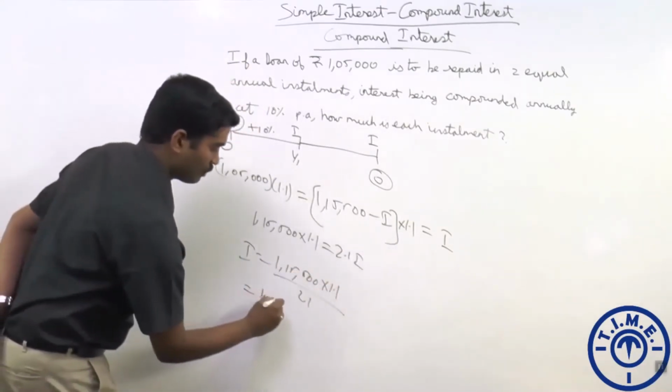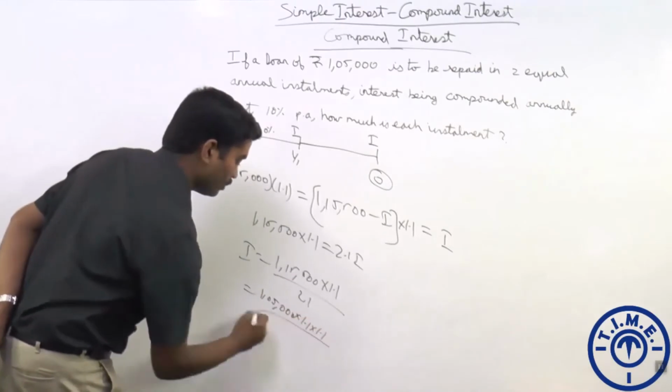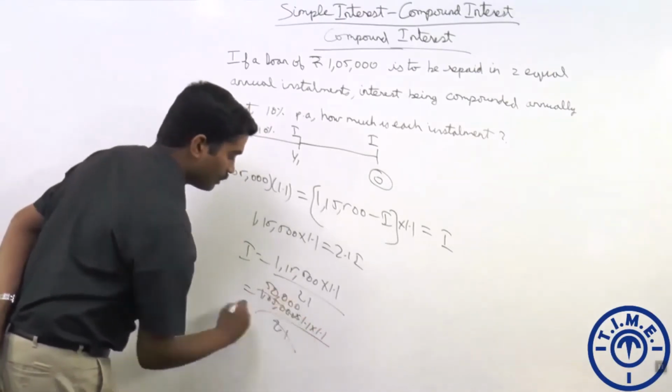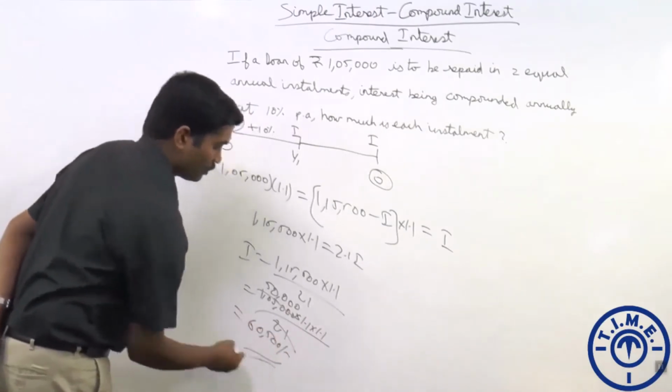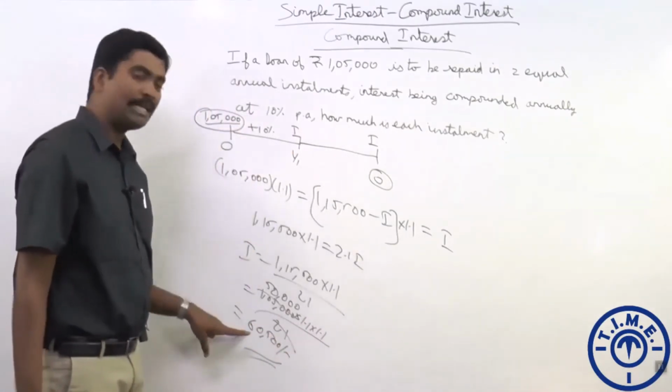Remember, this is 1,05,000 into 1.1 into 1.1 by 2.1. 2.1 goes 50,000 times in it. 1.1 into 1.1 is 1.21. 1.21 into 50,000 is 60,500 rupees. So now the whole question is, how much is each installment worth? Each installment is worth 60,500.